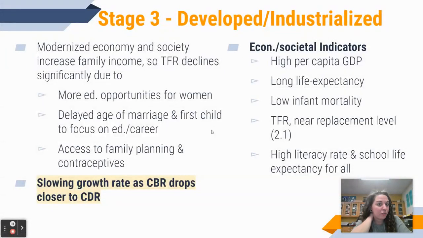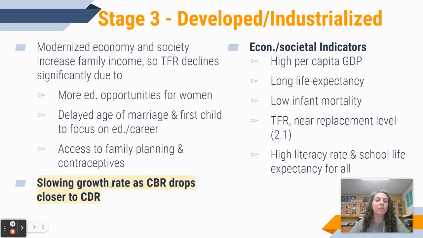Then we have stage three, where we are developed and industrialized. So here we've got a very modernized economy and society. This is going to increase family income. So because of that, TFR is going to decline because of those educational opportunities, which tend to lead to delayed age of marriage and first child, focused on educations and careers, access to family planning, contraceptives.